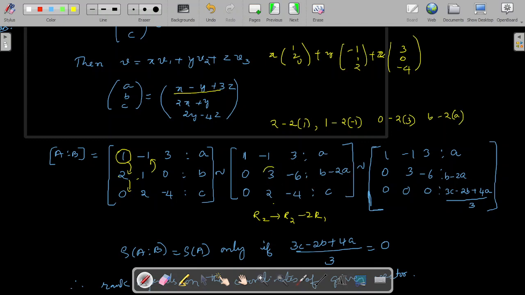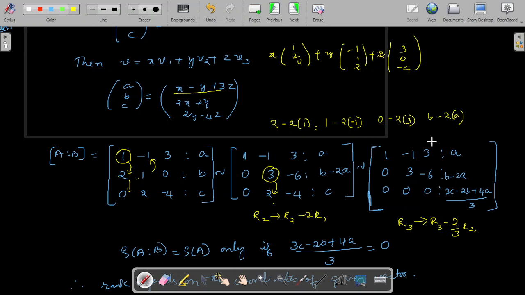Now again this is the first non-zero entry of the second row. The element below the first non-zero entry should be made 0. So that is done using the elementary operation R3 changes to R3 minus 2 by 3 into R2, because 2 minus 2 becomes 0. There is no 2 here, so we are multiplying the second row by 2 by 3. So that 3 cancels, 2 minus 2 becomes 0. So the operations will be applied, 0 minus 0, 0 only.